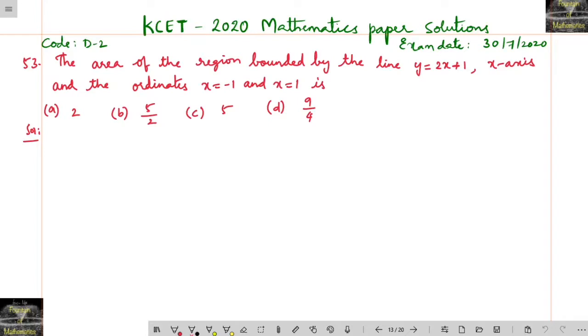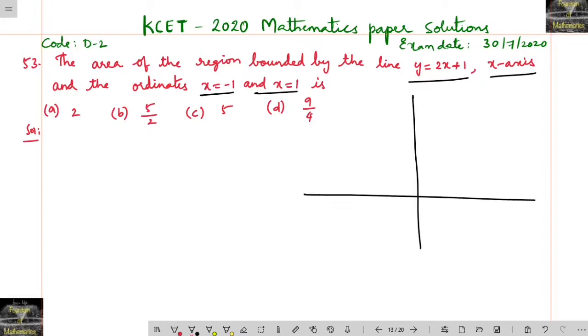The area of the region bounded by the line y is equal to 2x plus 1, the x-axis and the ordinates x is equal to minus 1 and x is equal to 1. Let me draw a line. For the x-axis, y is equal to 2x plus 1 means the line cuts the y-intercept by taking x equal to 0, giving 1. So let me take this point as 0, 1. And when y is equal to 0, x is equal to minus 1 by 2. So the point is minus 1 by 2 comma 0.